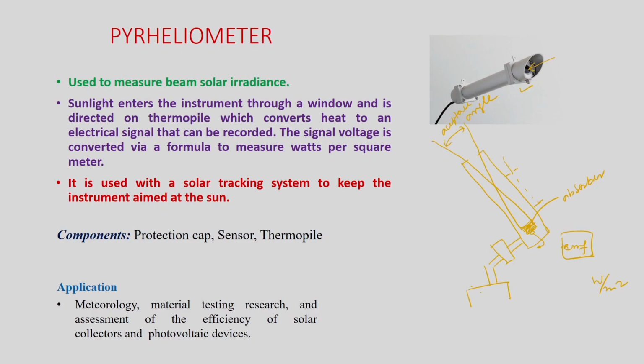So, what is the difference between pyranometer and pyroheliometer? Here we need to track the normal solar radiation. Only normal solar radiation is allowed to enter this tube, and we can measure the intensity of the normal solar radiation. Of course, some amount of diffuse radiation also penetrates, but that is very negligible. So, the radiation you get from this measurement is normal radiation.